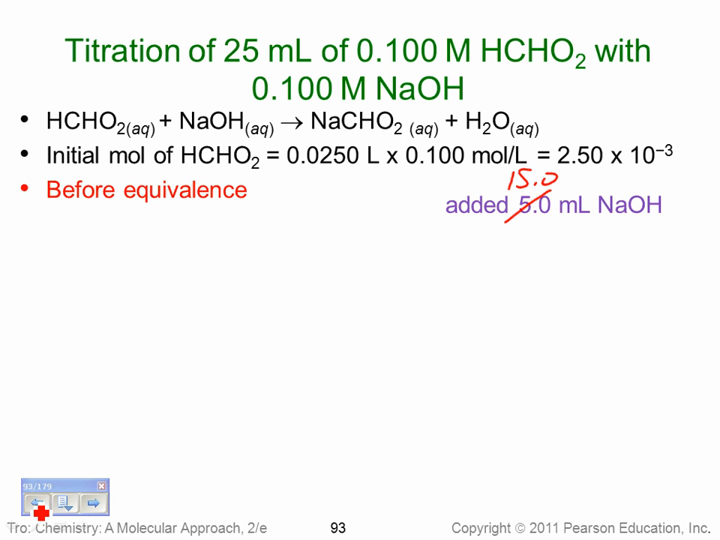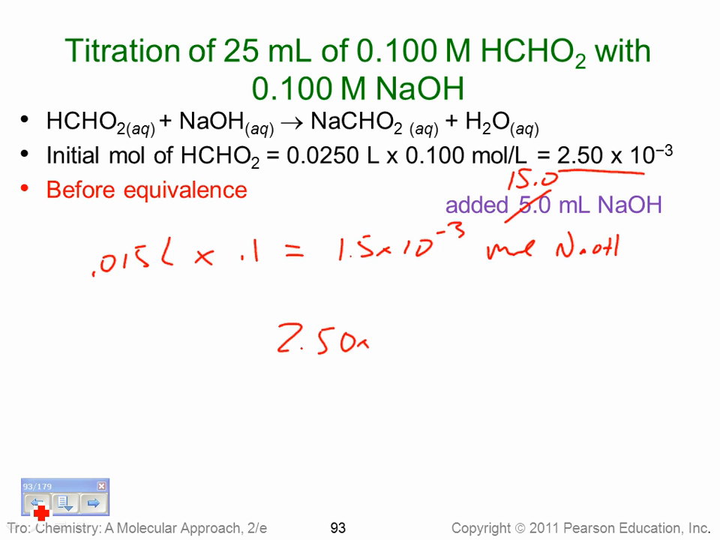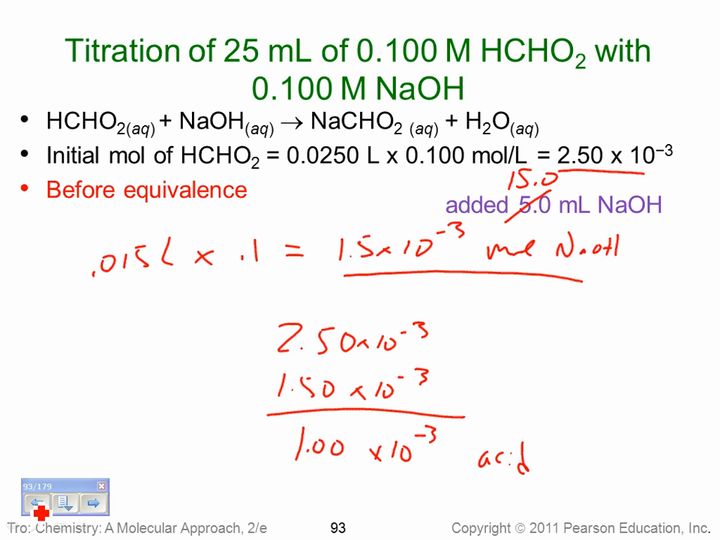All right, so let's see here. 15 mils, 0.015 liters times 0.1 moles per liter is 1.5 times 10 to the minus 3. So that's the number of moles of hydroxide. That is going to subtract off of my original. So originally I had 2.50 times 10 to the minus 3. Now I'm going to subtract off 1.50 times 10 to the minus 3. Those are both 10 to the minus 3s, so it's just 2.5 minus 1.5, which is 1.00. So this is how much acid I have left. And this is also how much conjugate base gets produced. Whatever strong base you put in there is the amount of conjugate base that gets produced.